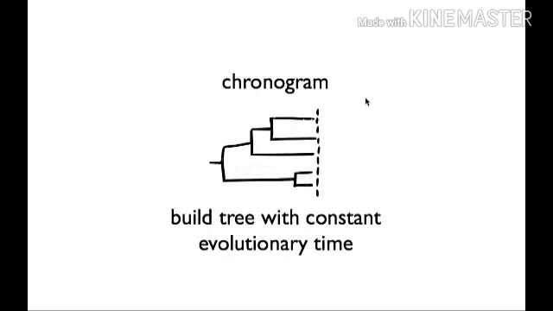A chronogram is more complex because you have to build a tree against a constant molecular clock, where we're assuming all of these tips are observed at time now, and so we want to build a tree with constant molecular time. These are less commonly seen.